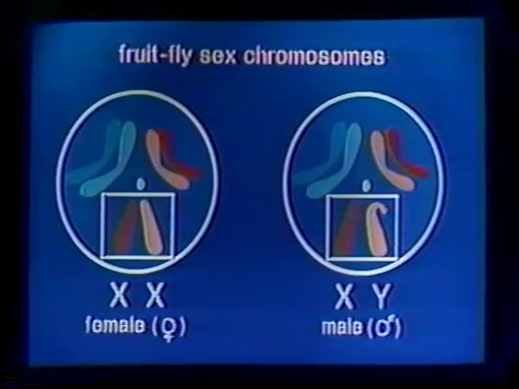Such genes are said to be sex-linked. However, the Y chromosome is generally smaller than the X chromosome and contains many fewer genes. Therefore, most sex-linked genes are located on the X chromosome and are more accurately described as X-linked.